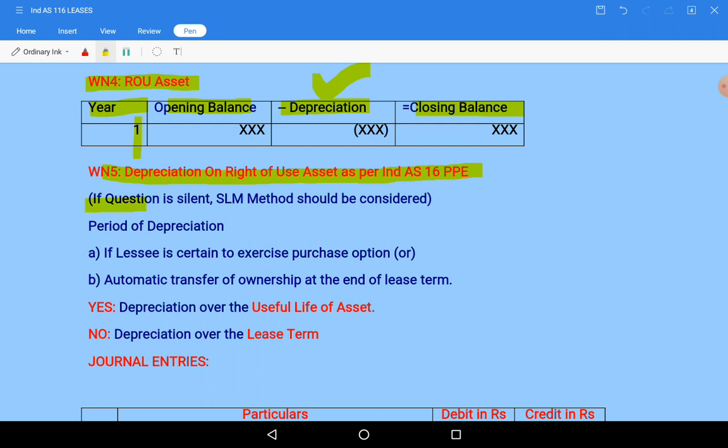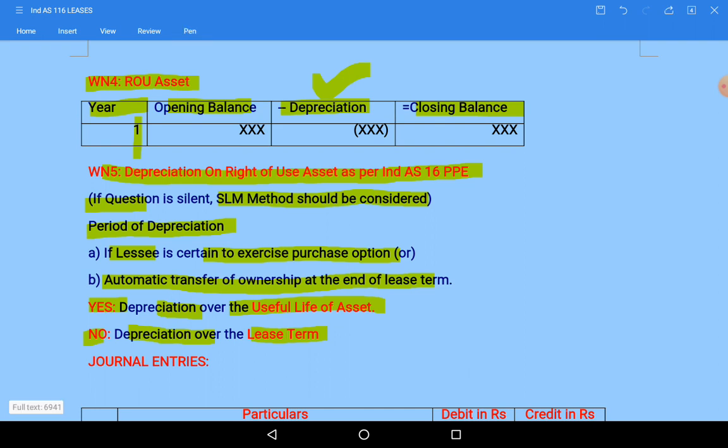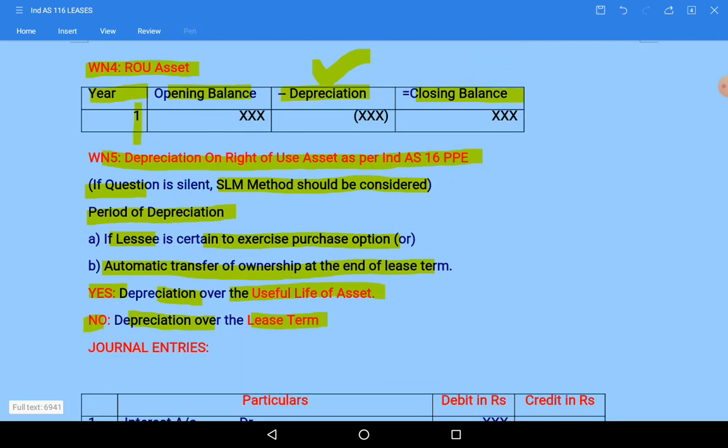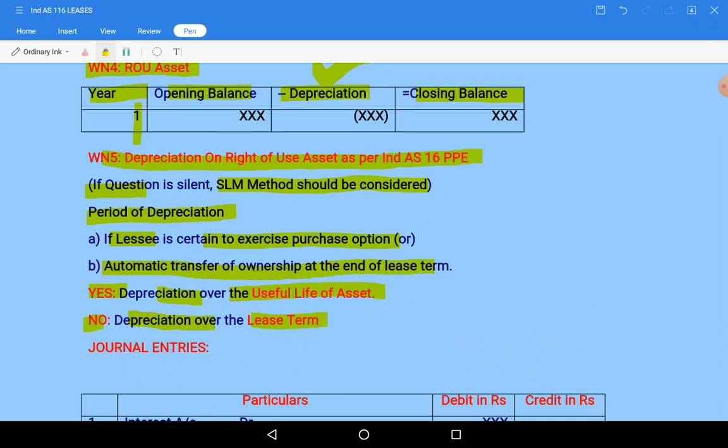If the question is silent, use which method? Straight line method. The period of depreciation will be the useful life of the asset if the lessee is certain to exercise the purchase option. If the option is not exercised or the asset is not automatically transferred to the lessee, then depreciation will be over the lease term. This is the calculation of depreciation, working note 5. Whatever depreciation value we get in working note 5 will be used in working note 4.